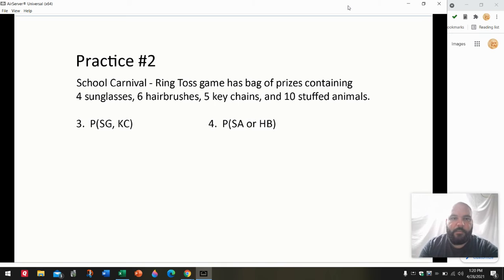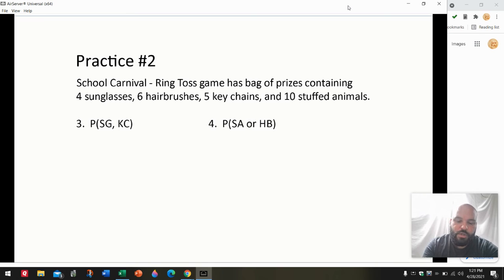Okay, so for the next example, for practice number 2, we have the same scenario. We have 4 sunglasses, 6 hairbrushes, 5 keychains, and 10 stuffed animals. But for this particular one, we are actually going to make 2 picks instead of 1 from the single group of items that we have to pick from. Now, this is a case where we have dependent probability. And dependent probability would be a multiplication problem on top of the regular probability, which I will show you how to do right now. Now, how do we know it's dependent probability?